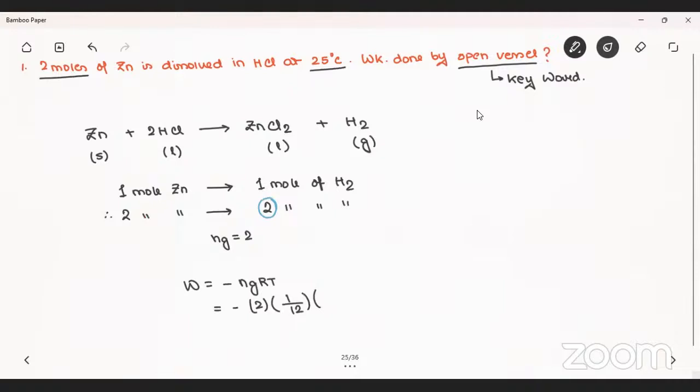And 25 degrees Celsius, if you convert to Kelvin, what is it? 295 Kelvin, ma'am. Yeah, 298, because with Celsius we add how much? 273. Remember this. I have not written it there. So it is 298 Kelvin. What I told you, you will get the answer in liter atm. So how much is it?